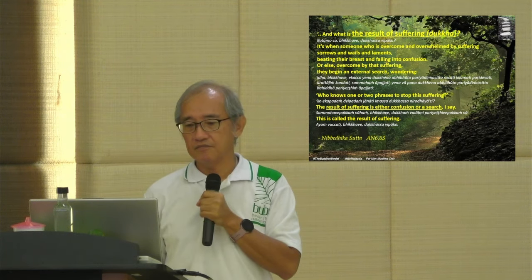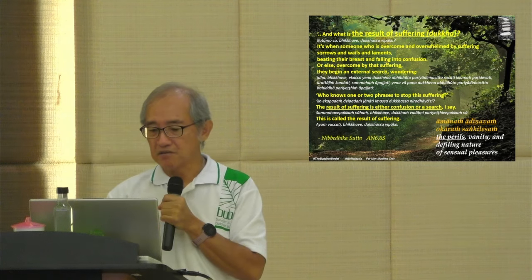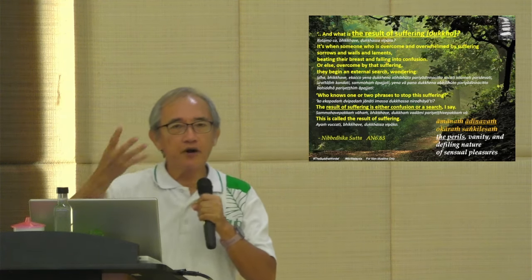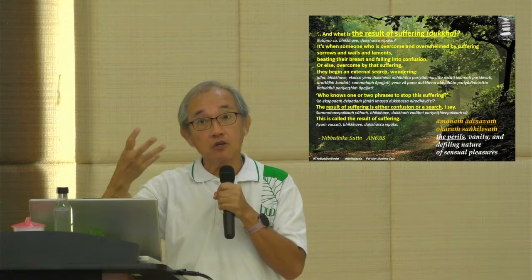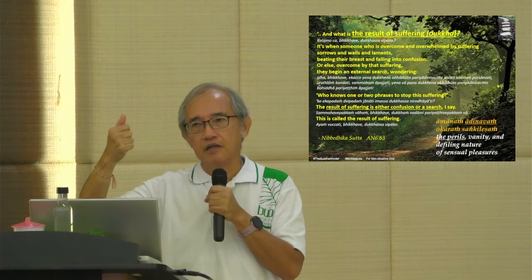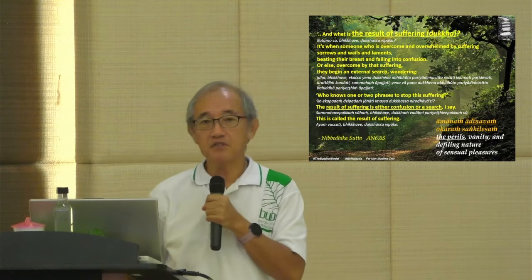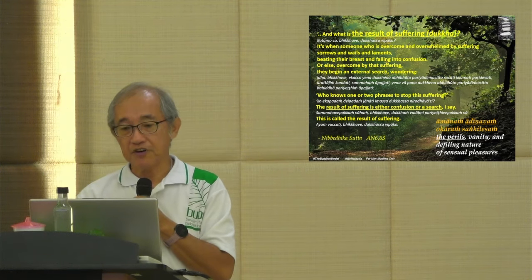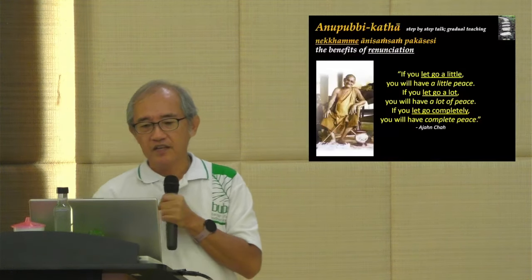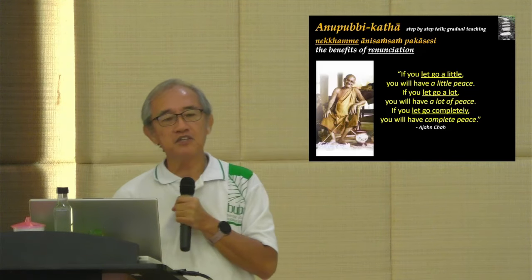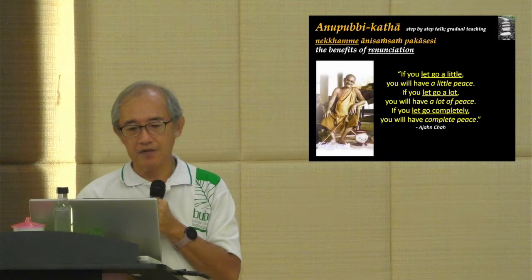And here, it is talking about the perils, vanity and defiling nature of sensuous pleasure. Why? When we enjoy all these things, there's a lot of greed and delusion involved. We make a lot of these coming energies which come back and give us this kind of suffering. And then, in Magga, the Buddha talks about the benefits of renunciation, nekkhamma.